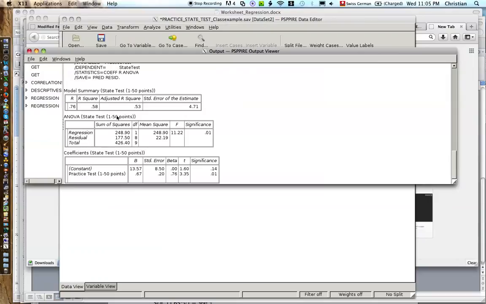And that brings us to the very top here, which actually is this 58% I was just talking about. You can also see this here, the R square is 0.58. So it means that with knowing the practice test, you can explain 58% of the variation of the state test. And you can get this number simply by squaring the regression coefficient here. If you square 0.76, you get 0.58. So this is how you do a regression in PSPP.